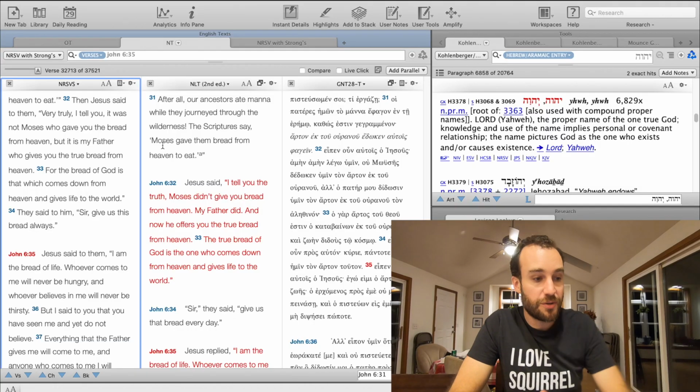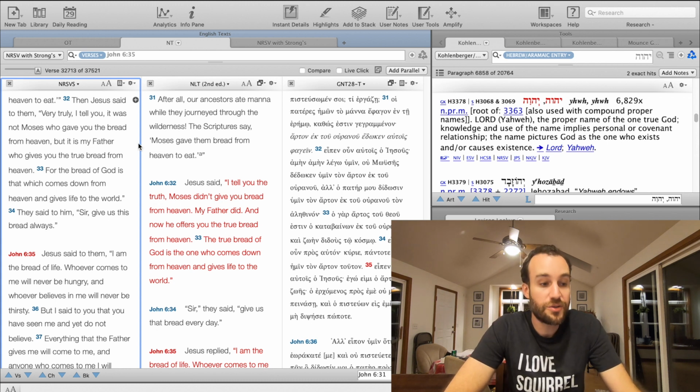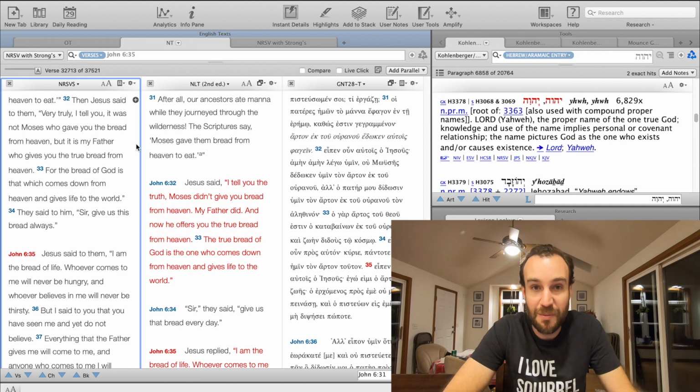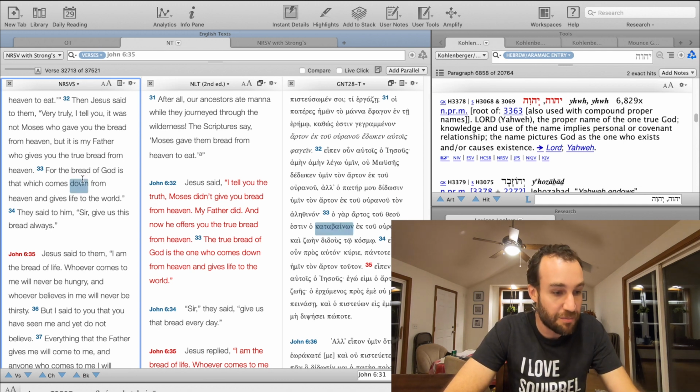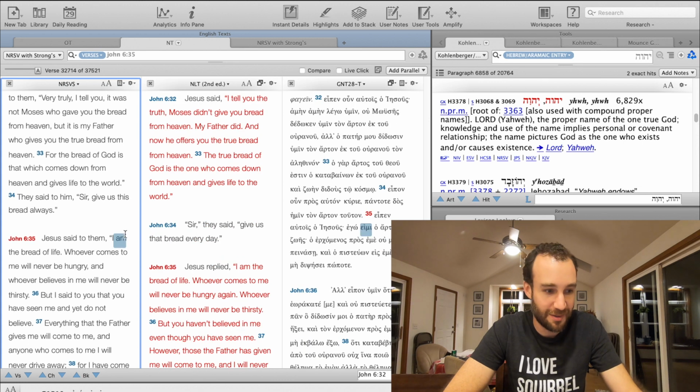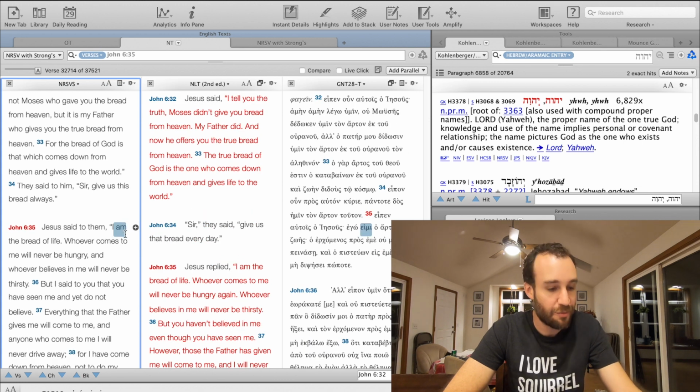In verse 32, Jesus says to the crowd, "Very truly I tell you, it was not Moses who gave you the bread from heaven, but it's my Father who gives you the true bread from heaven." Bread from heaven, that's just like manna. It says, "For the bread of God is that which comes down from heaven and gives life to the world." And they said to him, "Sir, give us this bread always." And he says to them, "I am the bread of life. Whoever comes to me will never be hungry, and whoever believes in me will never be thirsty."